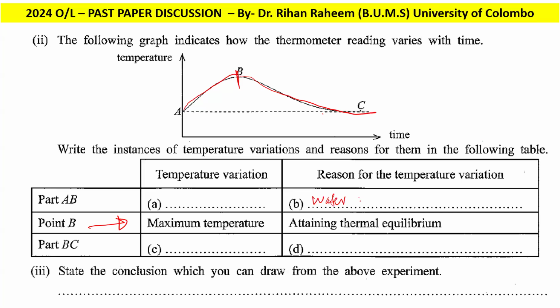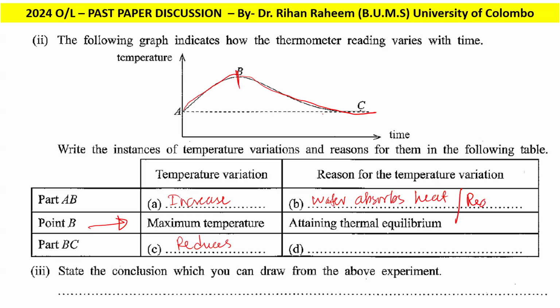Water absorbs heat. Variation, what happens? Increases. Obvious, no? Variation in the second part, temperature reduces or decreases. Yeah, heat from the iron is transferred to water. It's correct.